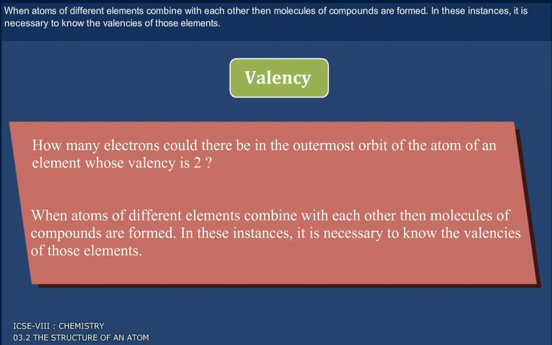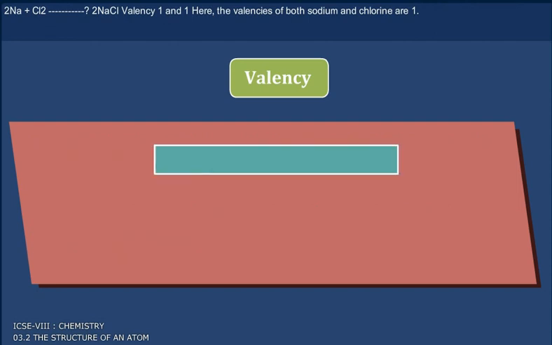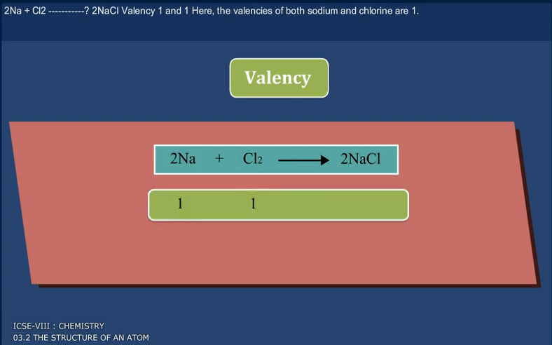When atoms of different elements combine with each other, then molecules of compounds are formed. In these instances, it is necessary to know the valencies of those elements. Study the following examples. 2Na plus Cl2 gives us 2NaCl. Valency 1, 1. Here, the valency of both sodium and chlorine is 1.